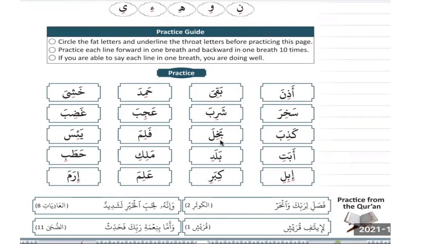Ba, fatha, ba. Kha, kasra, khi. La, fatha, la. Bakhila. Another thing: because this is a heavy letter, khi, but we will not say kho. The heaviness will be there, but sometimes people say kho, khi. No, khi. Ba khi is wrong. Bakhila. Very good.